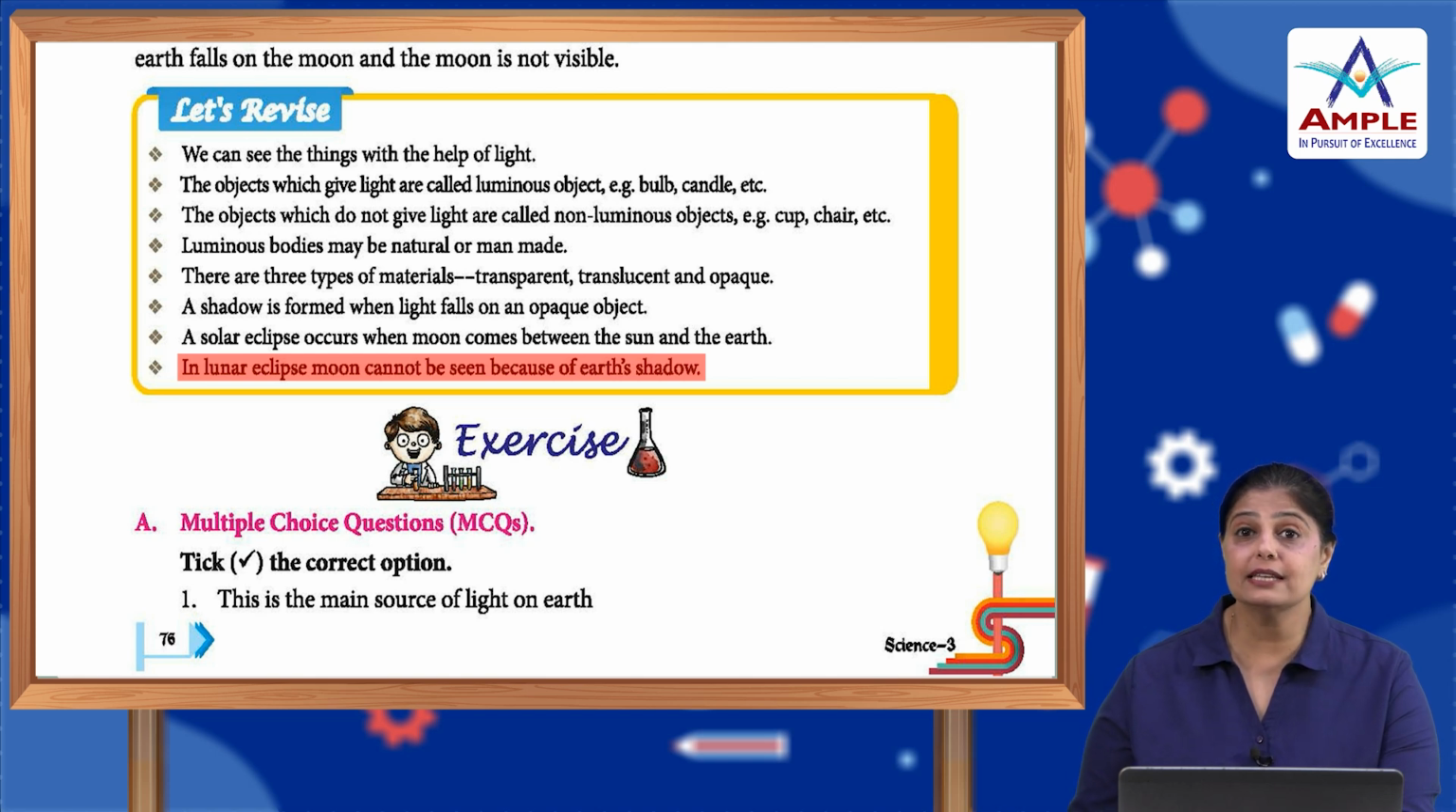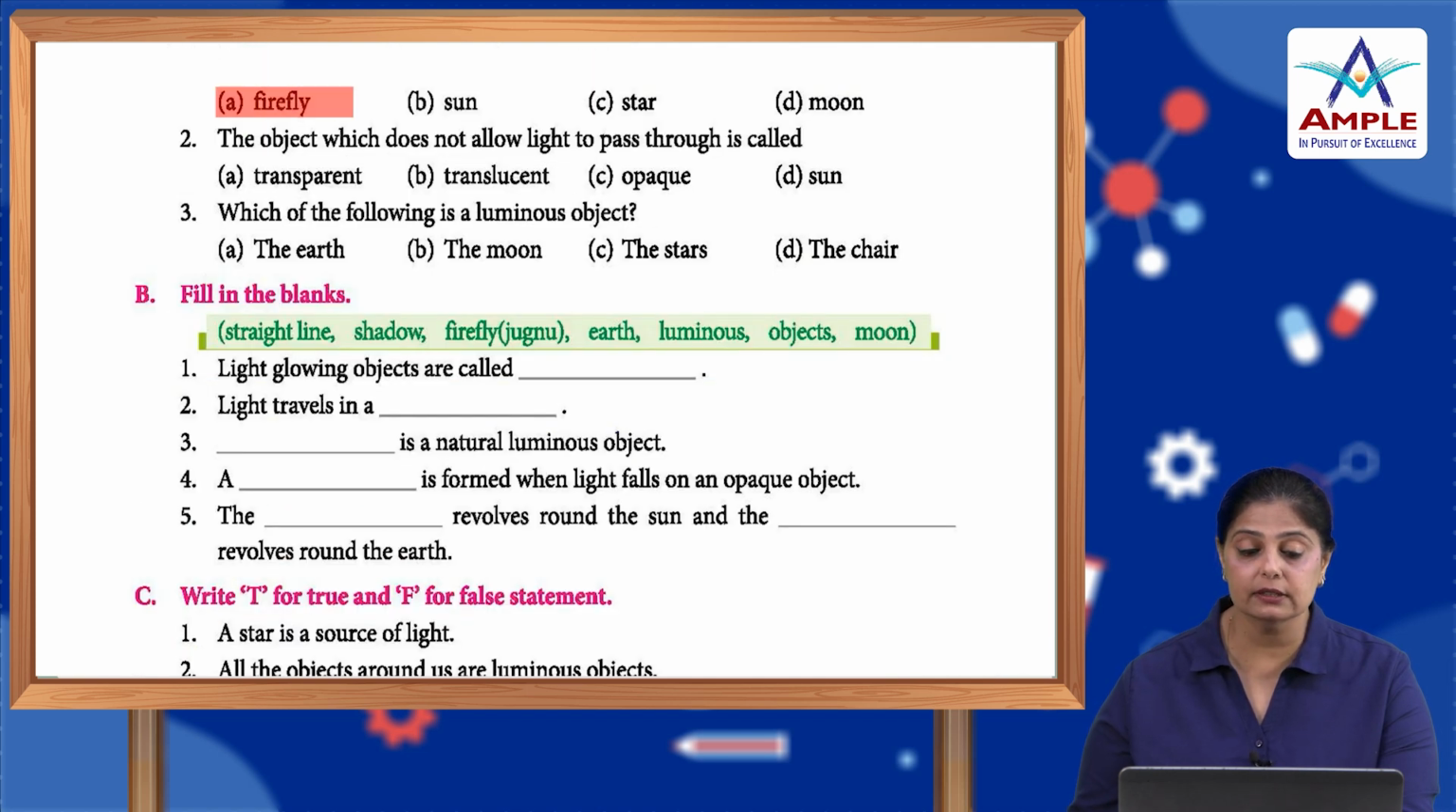Okay, now let's test your knowledge through the exercises. Multiple choice questions. Take the correct option. This is the main source of light on earth. Firefly, sun, star or moon? It is the sun. The object which does not allow light to pass through is called: transparent, translucent, opaque or sun? It is an opaque object. Which of the following is a luminous object? The earth, the moon, the stars, the chair. Okay, so here the luminous object is the stars.